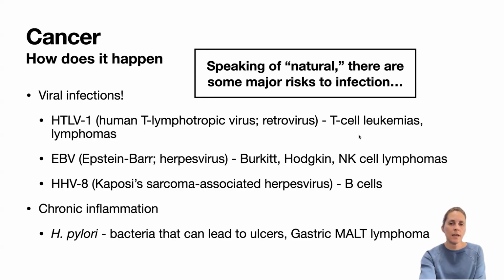And then additionally, we have bacterial infection. H. pylori is a gut bacteria that, when it is pathogenic, can lead to ulcers and also gastric MALT lymphoma. I won't get into MALT. It's the mucus associated or mucosal associated lymphoid tissues. And so it's a combination of your B and T cells and a whole bunch of different cells that are in your gut.